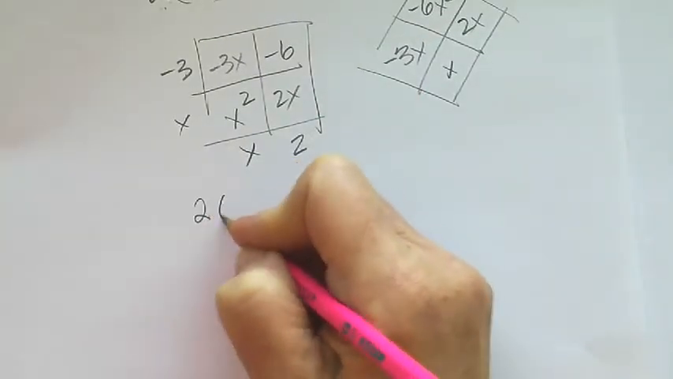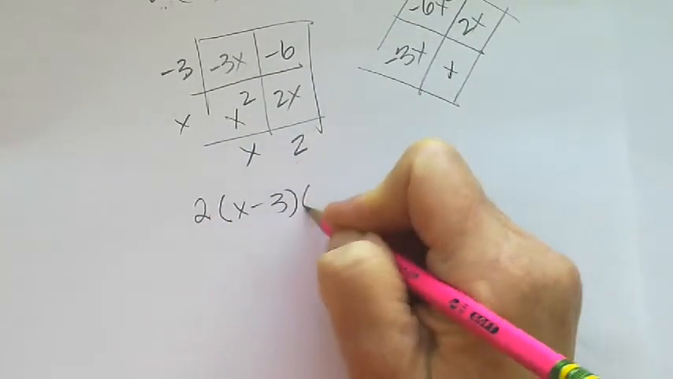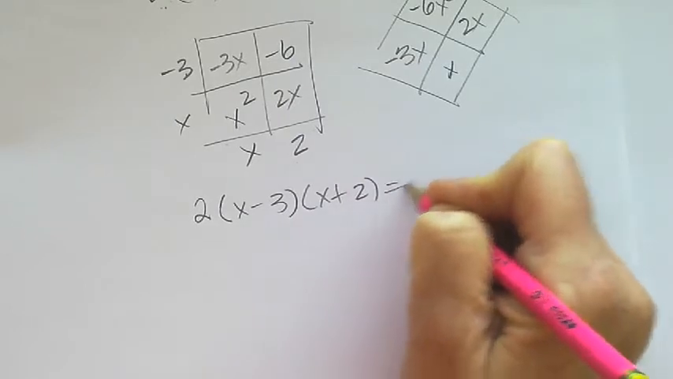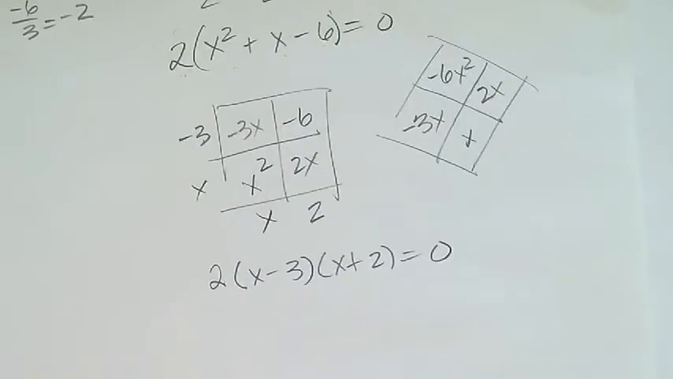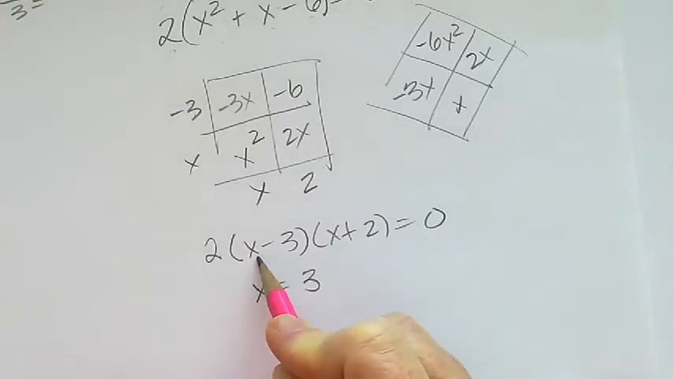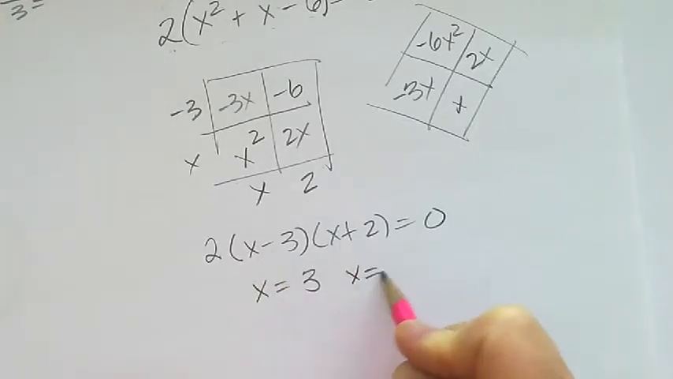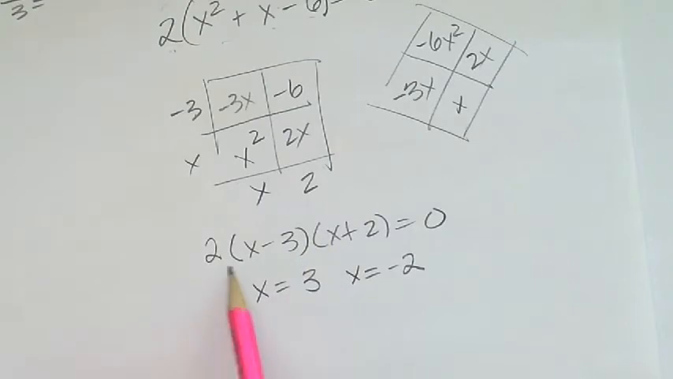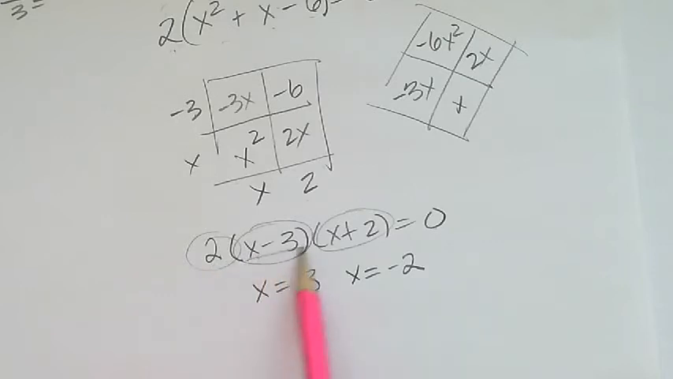So you've got 2 times x minus 3 times x plus 2 equals 0. And that means that x must be equal to 3, or x must be equal to negative 2. If these three quantities multiply to give me 0, then I know that this must be equal to 0, or this is equal to 0, or they're both equal to 0.